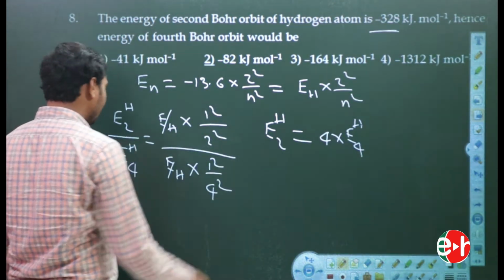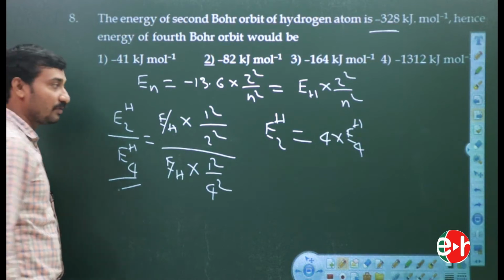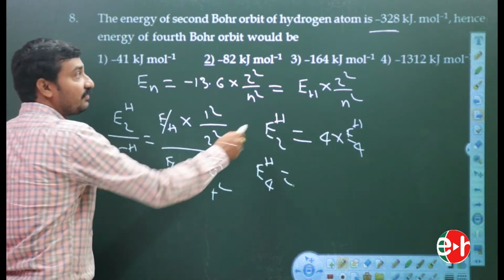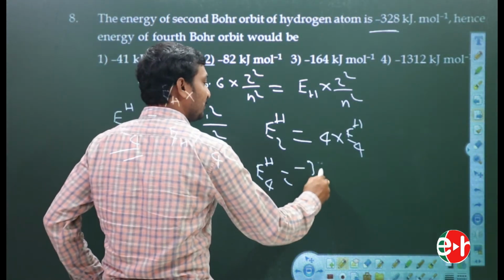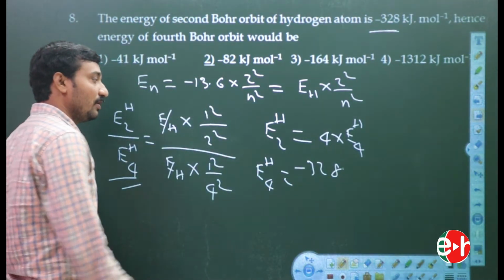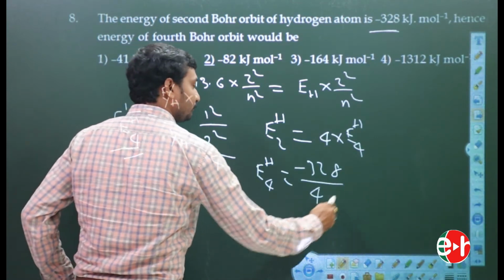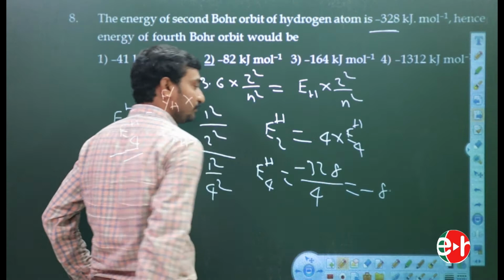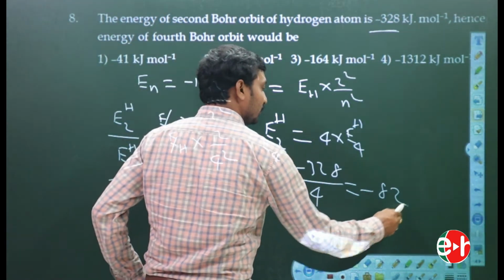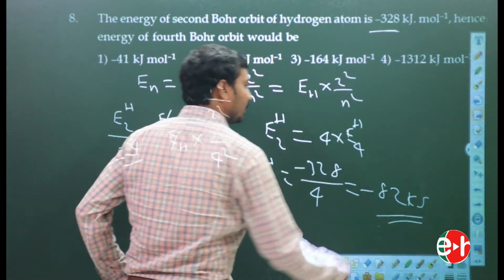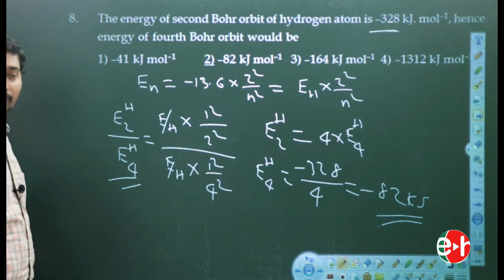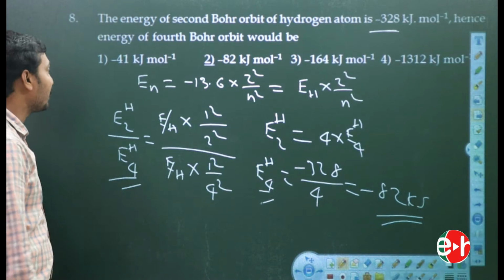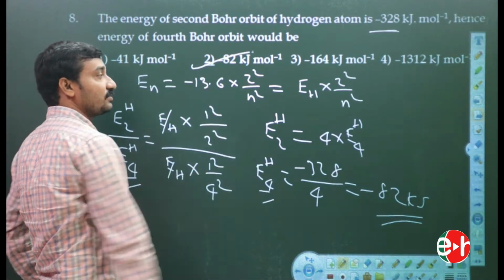Now what we have to find? E4H, the fourth Bohr orbit. So E4H is equal to the given value, minus 328 kilojoule per mole, divided by 4. 4 8s are 32 and 4 2s are 8, so minus 82 kilojoule per mole. The fourth Bohr orbit of hydrogen atom is minus 82 kilojoules. Hence the second one is the right answer.